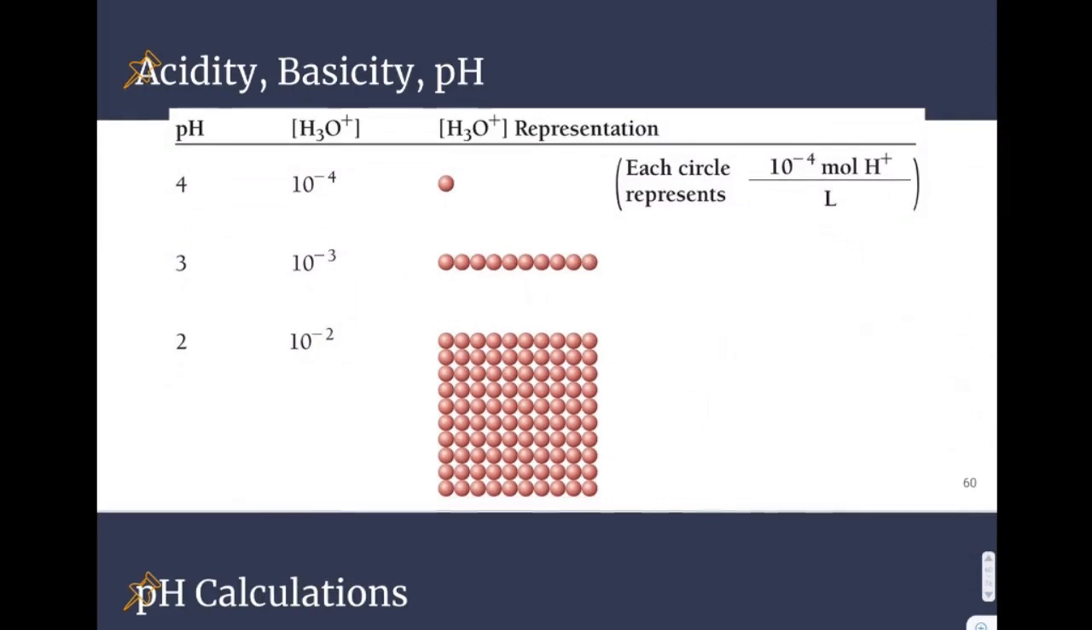pH is a log-based scale, and so every time your pH moves, it's base 10 that moves. So kind of like the Richter scale for earthquakes, a pH of 2 is 10 times more acidic than a pH of 3, which is 10 times more acidic than a pH of 4. So as we go lower in our pH, we're getting 10 times more acidic. As we go higher in our pH, we're getting 10 times less acidic, or 10 times more basic. Just like an earthquake on a scale of 7 is 10 times more powerful than a scale of 6.